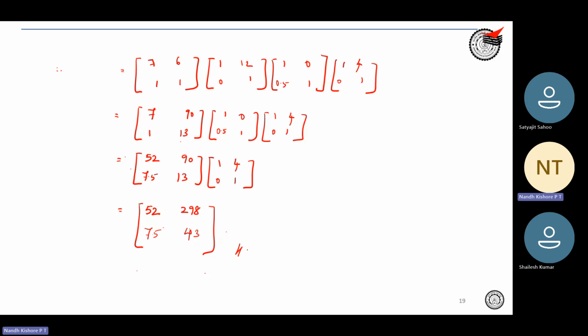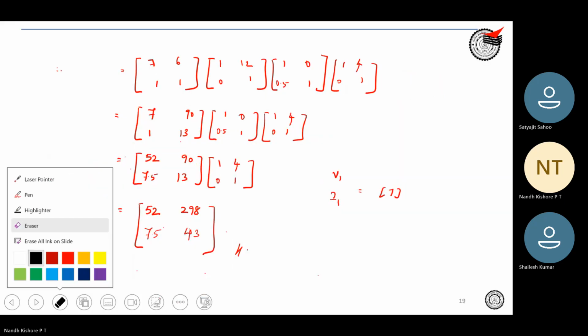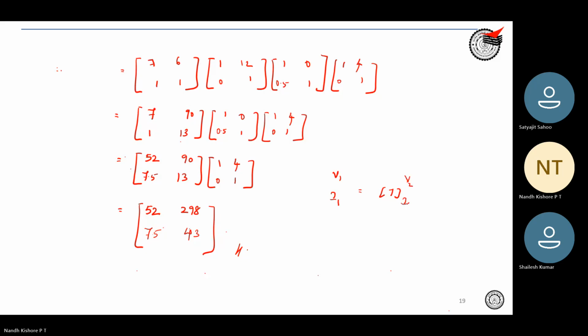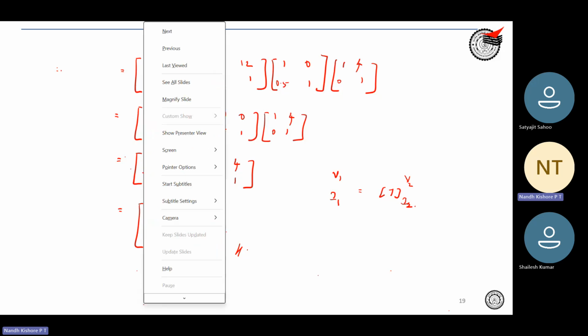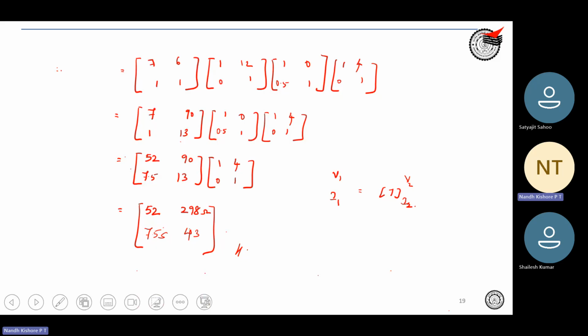It's ABCD parameters. So V1, I1 is equal to ABCD times V2, I2. So V1 by V2 and V1 by I2 is going to be ohms, and 7.5 Siemens. And again, it's dimensions. Is this fine?